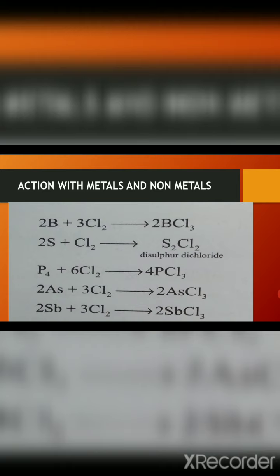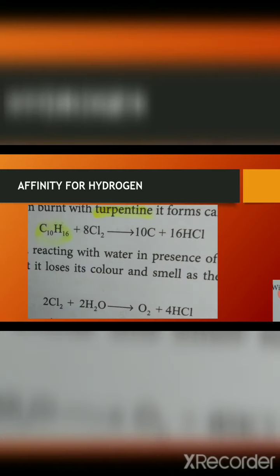And the next, when it reacts with phosphorus, P4, it gives PCl3, phosphorus trichloride. And then chlorine reacts with arsenic, it gives arsenic chloride, AsCl3. When it reacts with antimony, Sb, it gives SbCl3. So like this, it reacts with metals and nonmetals.